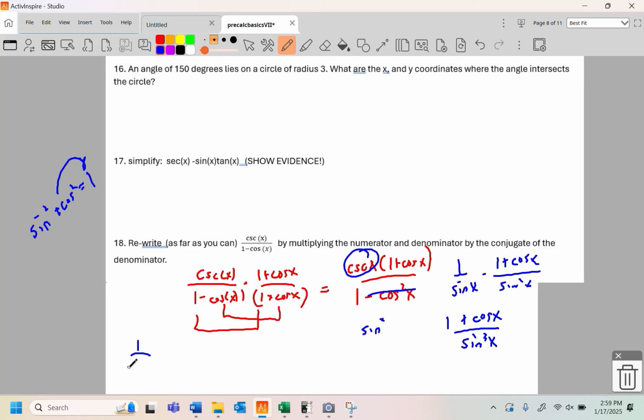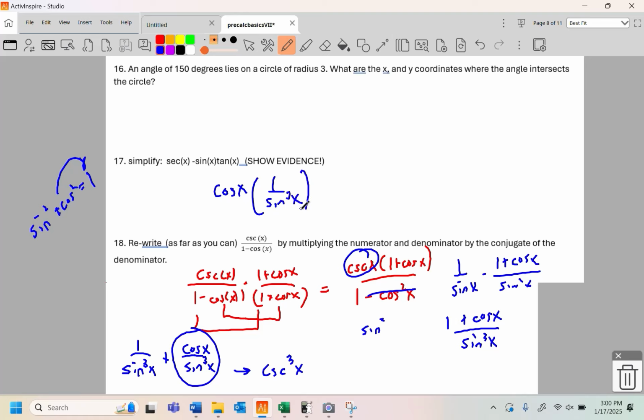Not really at all. This becomes 1 over sine cubed of x plus cosine of x over sine cubed of x. And there's a couple of little things you could do to this. You could call it cosecant cubed of x, because that looks better. This guy right here can be thought of as cosine of x times 1 over sine cubed of x. So you could think of it as cosine of x cosecant cubed.